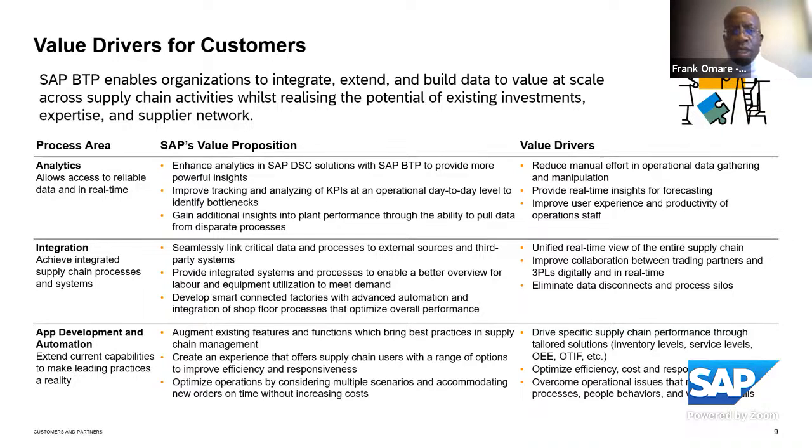Application development and automation extend current capabilities, meet immediate needs and also your future requirements. Application development enables you to future-proof your supply chain processes, and it creates an experience for supply chain users across the whole spectrum of design to operate. What that enables you to do is to derive specific supply chain performance, optimize efficiency and responsiveness, and also enables you to overcome operational issues.